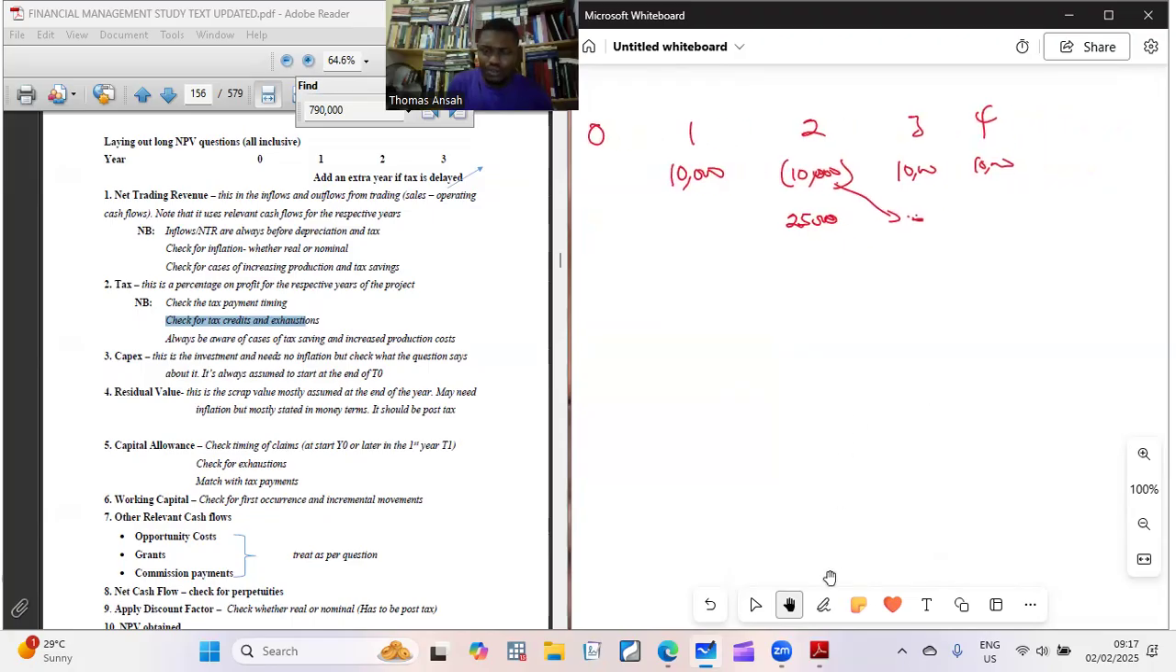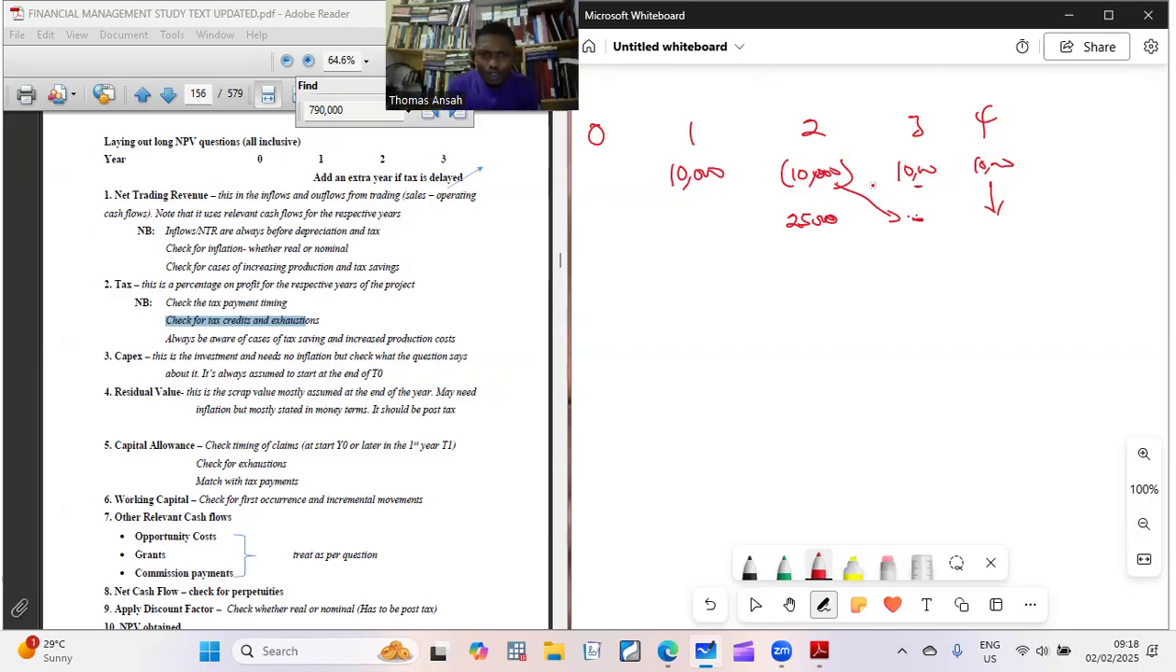So now, if you come here to do the tax for this particular one, you must subtract the tax relief anybody has before you can tax. So we call it tax exhaustions.